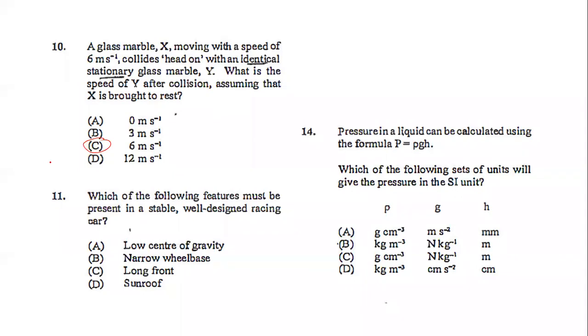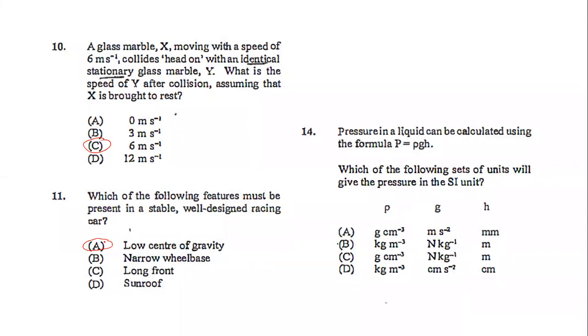Question 11 is also a repeat question from several papers, so most of you probably already know the answer. So low center of gravity, indeed, it is an answer. So what was one other possible answer? Which of the following features must be present in a stable, well-designed racing car? So low center of gravity is one. What is the other one?